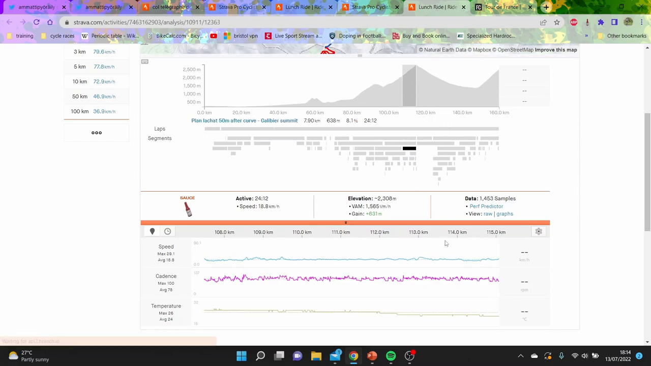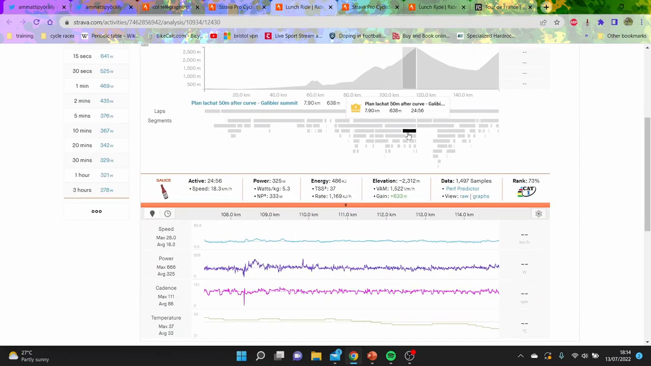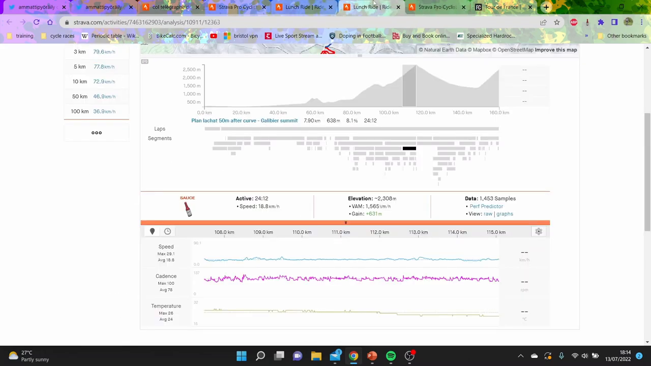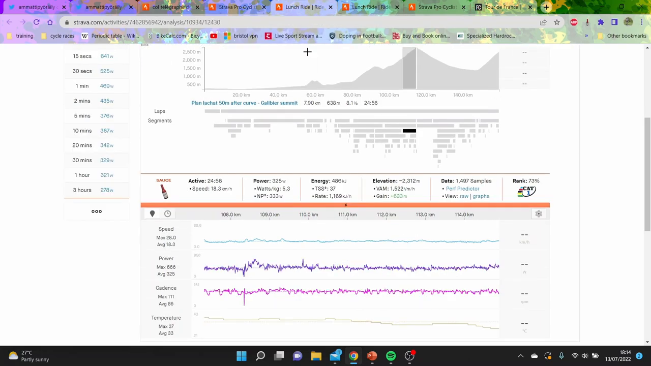But if we look at the last 8K, which is more realistic of what was going on, you can see here the last 8K was 25 minutes. And with Bardet, it was like a minute quicker. So 19K an hour, 8%, 15.65 VAM. You'd probably say that's like 5.5.